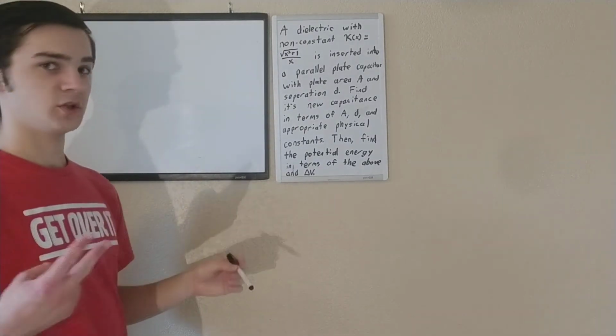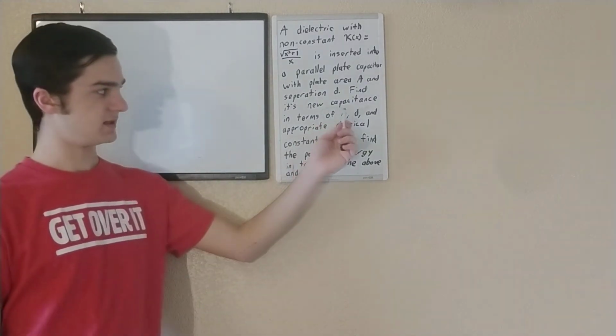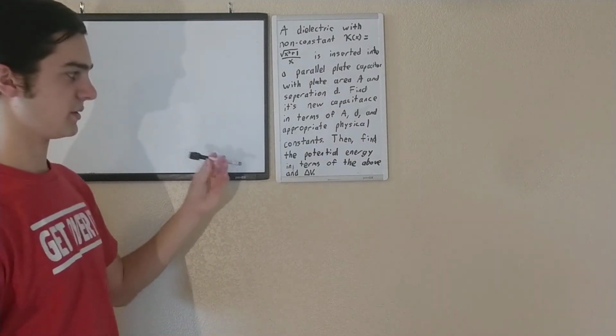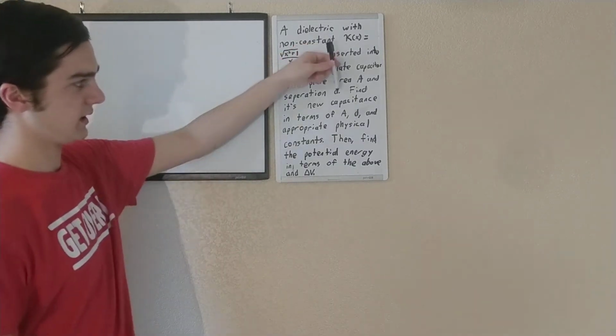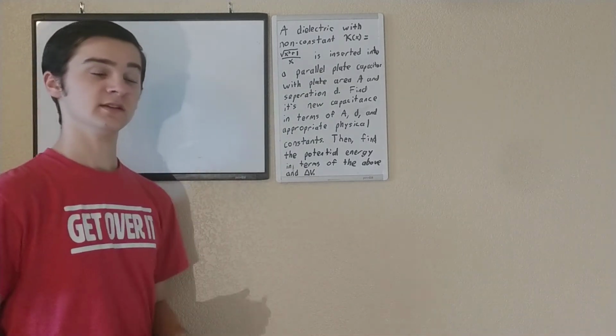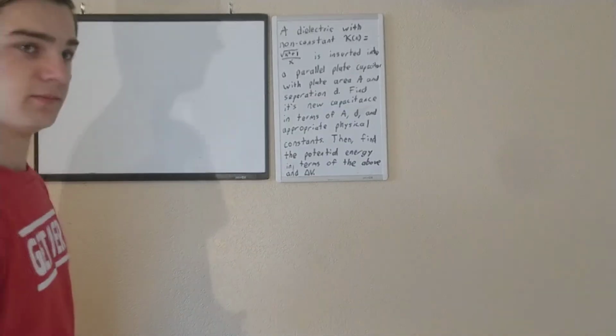So we have to find two things. One, the new capacitance in terms of A, d, and appropriate physical constants. And two, the potential energy of the capacitor in terms of area, distance, appropriate constants, and delta V. If you want to try this for yourself, go ahead and do that now, but I'm going to work through it on this board.